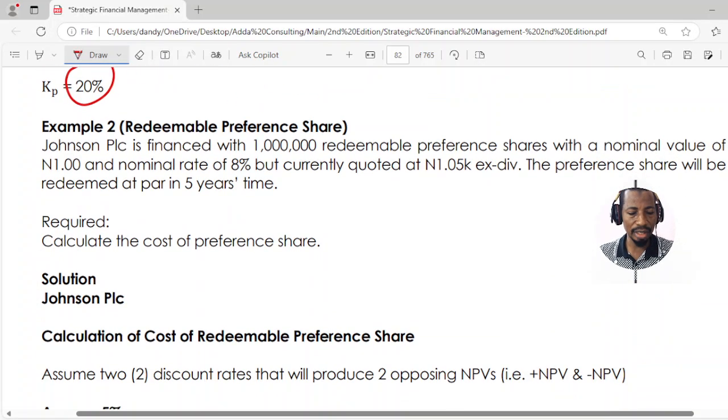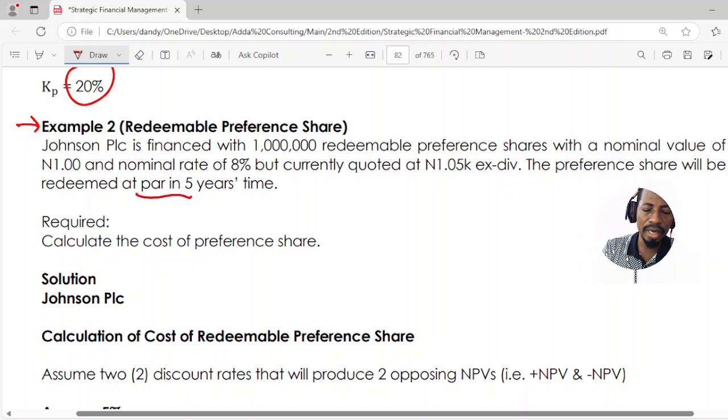Let's have example number 2. Johnson PLC is financed with 1 million redeemable preference shares with a nominal value of 1 naira and a nominal rate of 8%, but currently quoted at 1 naira 5 kobo ex-div. The preference share will be redeemed at par in 5 years' time.